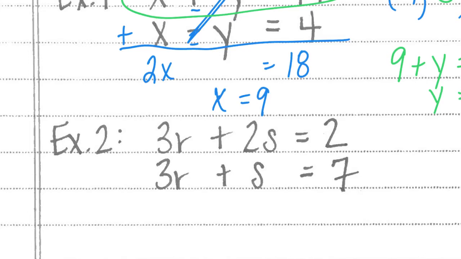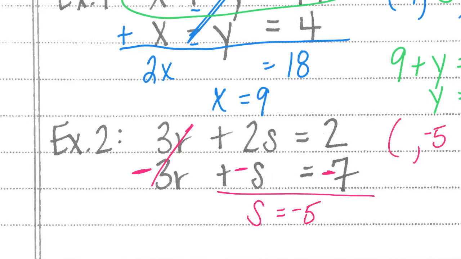Example 2, notice I have a positive 3r and another positive 3r. So I know already you're saying to yourself, wait, those aren't positive and negative. So on the bottom, I would just multiply all of this through by a -1. And when I multiply that all the way through by a -1 and add down, notice my 3r's cancel out. Well, 2s minus s is equal to s, and 2 minus 7 is equal to -5. We've got it. Let's move on.